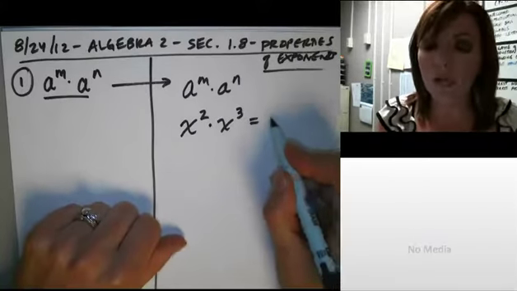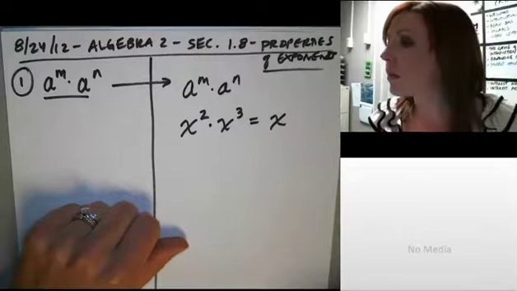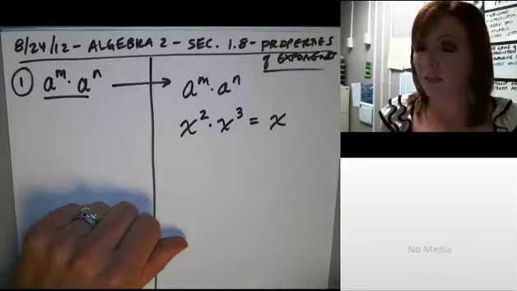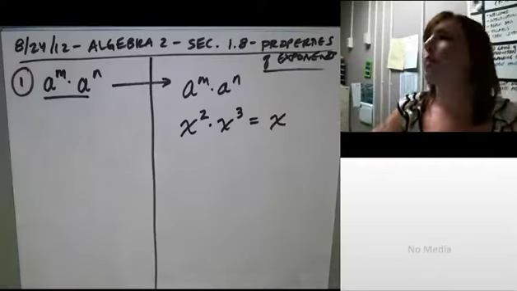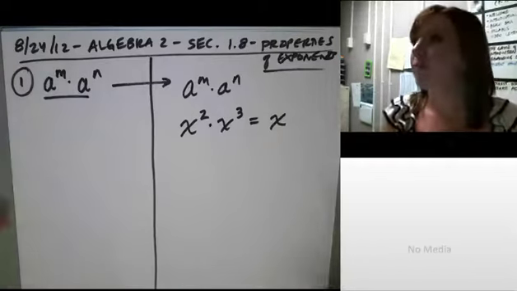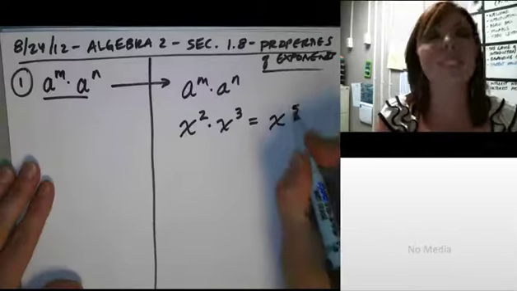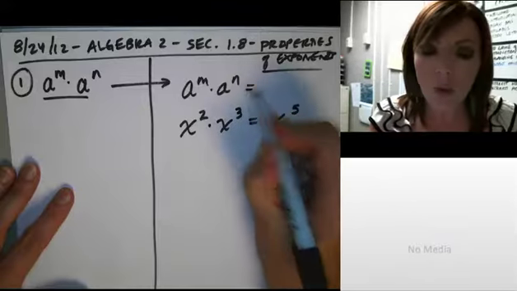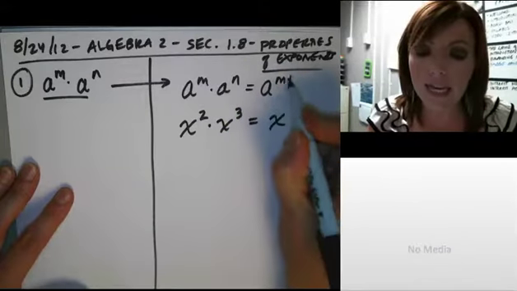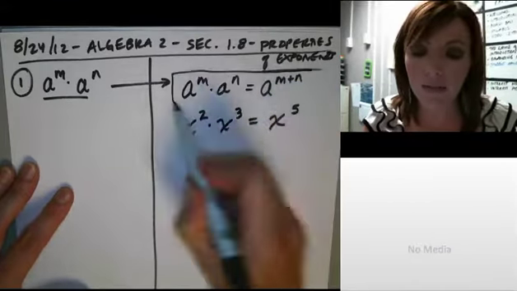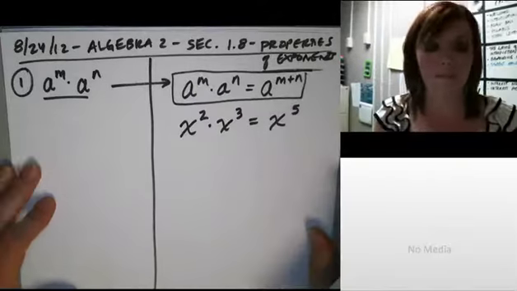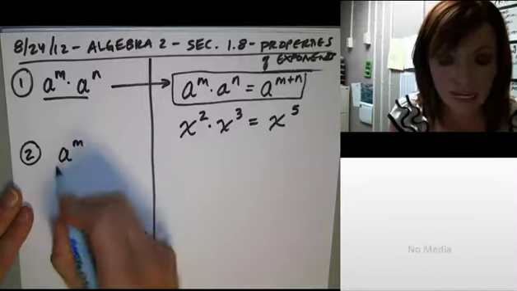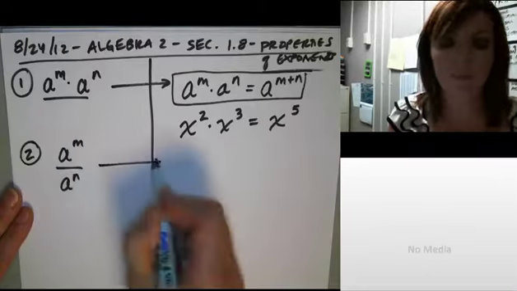Okay. So if we were going to do that, what would our answer be here? It's x squared times x to the third power. That's x to the what? Okay, right, true. So how many do you end up with total when you multiply them? That's good, 5. Okay, so this is the one where you add the exponents together. 2 plus 3 is 5. So a to the m times a to the n is a to the m plus n. All right?